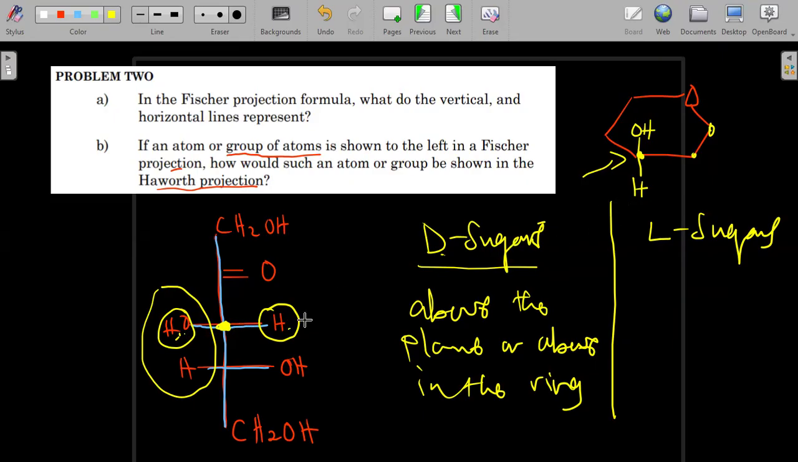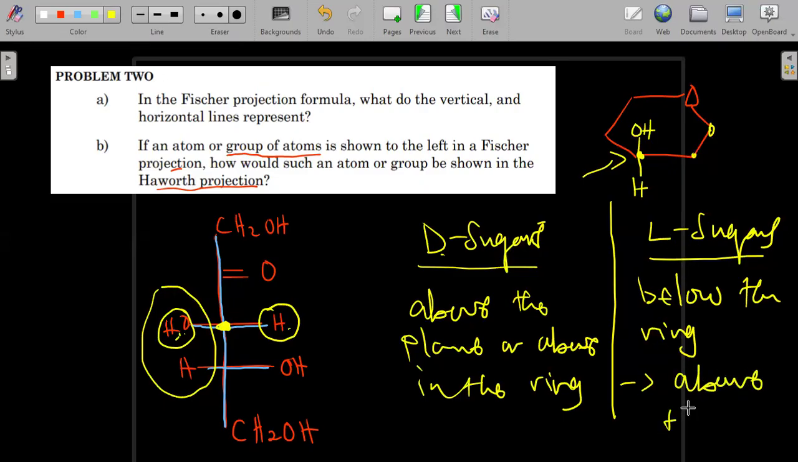And then if you have L sugars, it means the atoms that have been represented on the left here need to be below the ring. And the atoms or group of atoms that are on the right, when you're dealing with the L sugars, they should be what? Above the ring or above the plane. So that's how you represent those atoms.